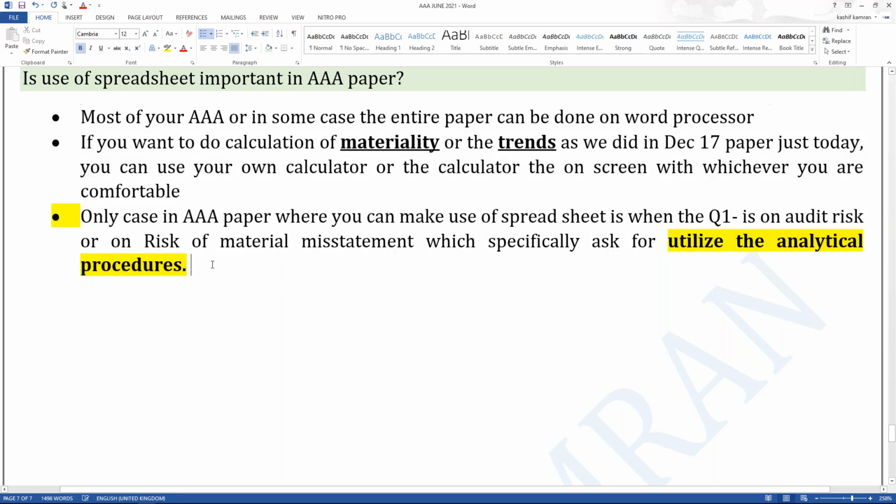So let me show you a question like such. I think one good example is the September 18 paper, question number one on the practice platform, where analytical procedures were asked for. So let me give you a drill of that. Are you all clear?